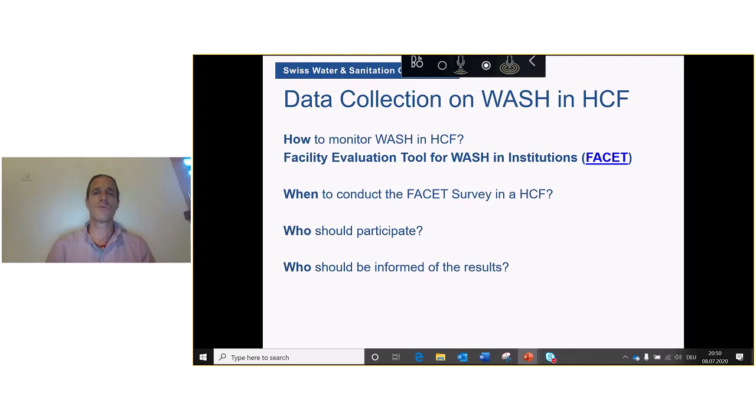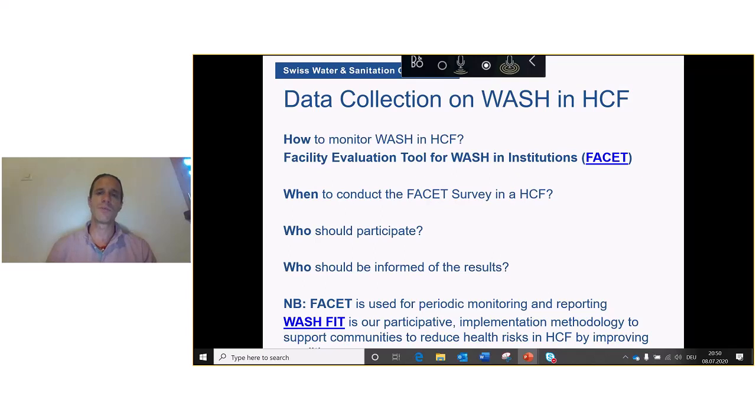In terms of who should be informed about the results, well, definitely share the results with the healthcare facility management committee. Also look to share with the municipal health authorities or with the district and regional health authorities. And there can even be an option to share what's happening on the ground with national level working groups on WASH in healthcare facilities.